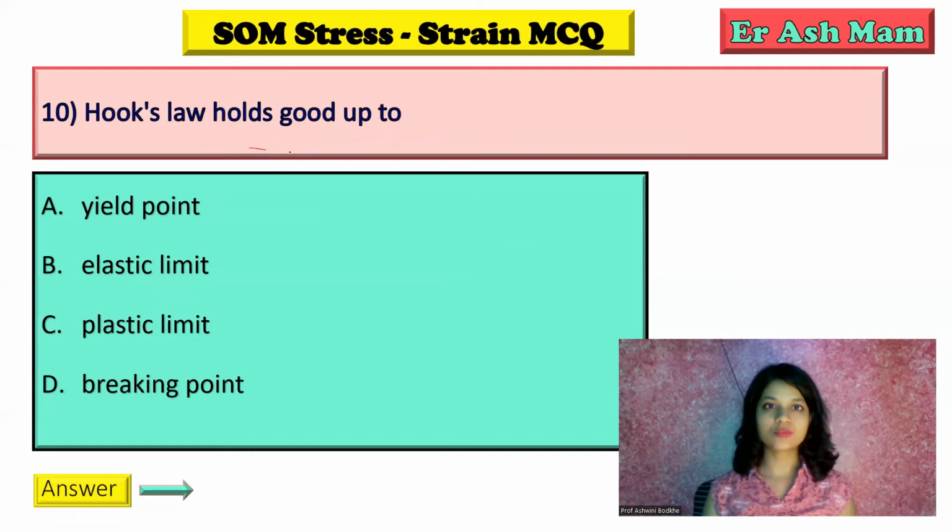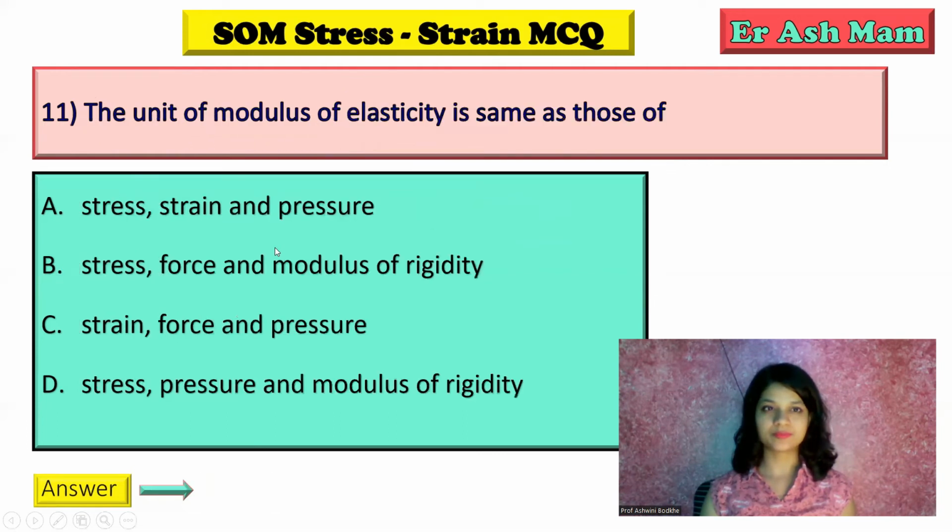Hooke's law holds good up to elastic limit. We know that within elastic limit, Hooke's law is applicable. That is, stress is directly proportional to strain within elastic limit. Answer is B.